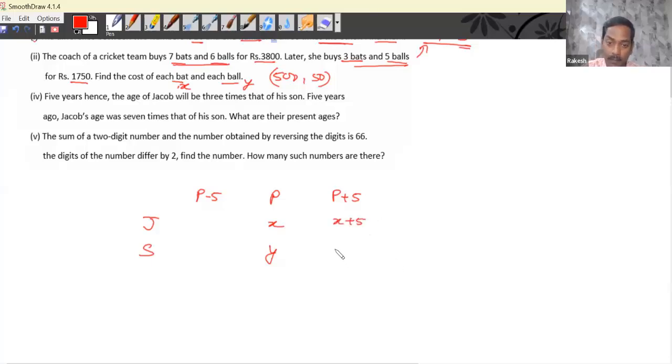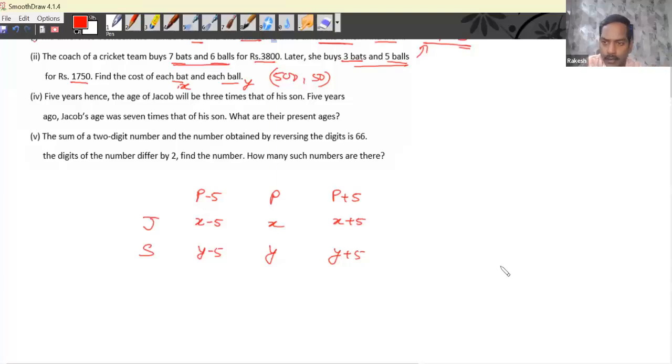and the same thing will happen for the son also, because everyone will be aging in the same way, in the sense their age will be added 5 years hence for all the people who are alive today, right? Be it me or you or anybody else. In the same logic, 5 years ago, everybody was 5 years younger. So Jacob will also be 5 years younger. So his age should be his present age minus 5. Similarly, son's age should be y minus 5.